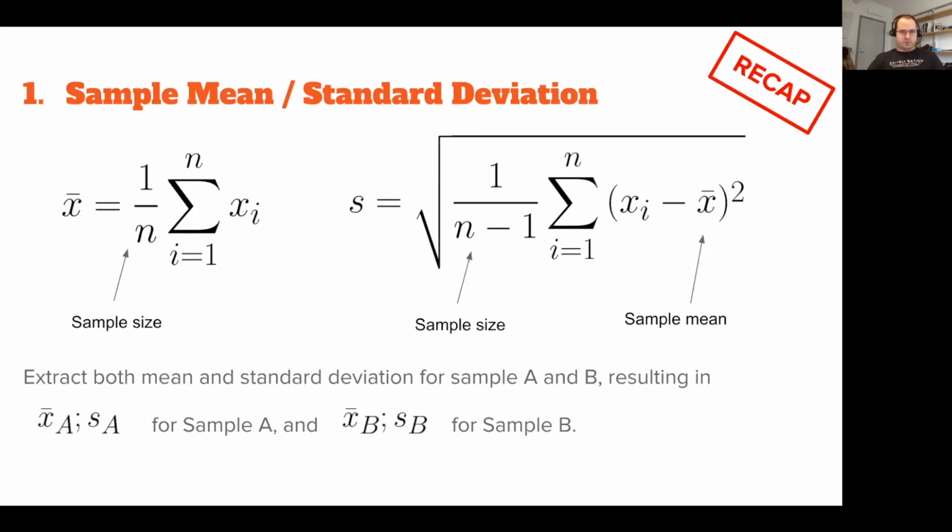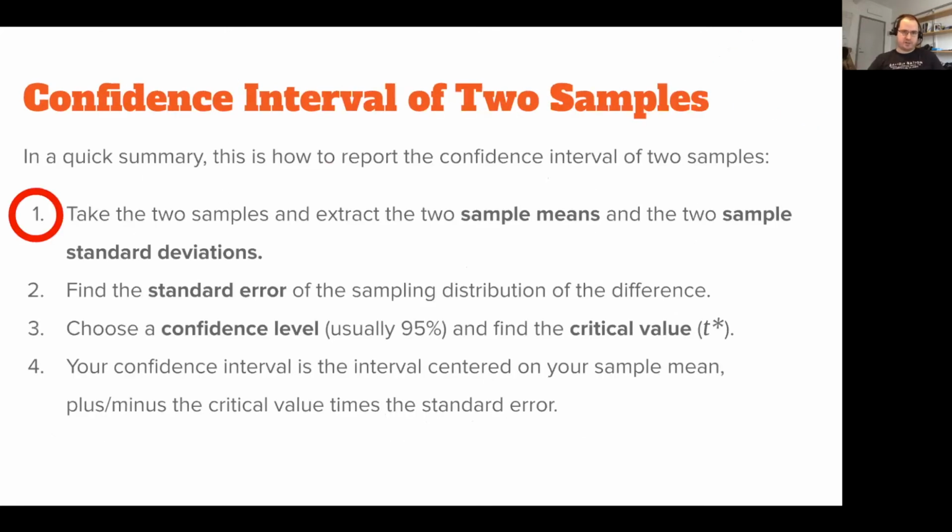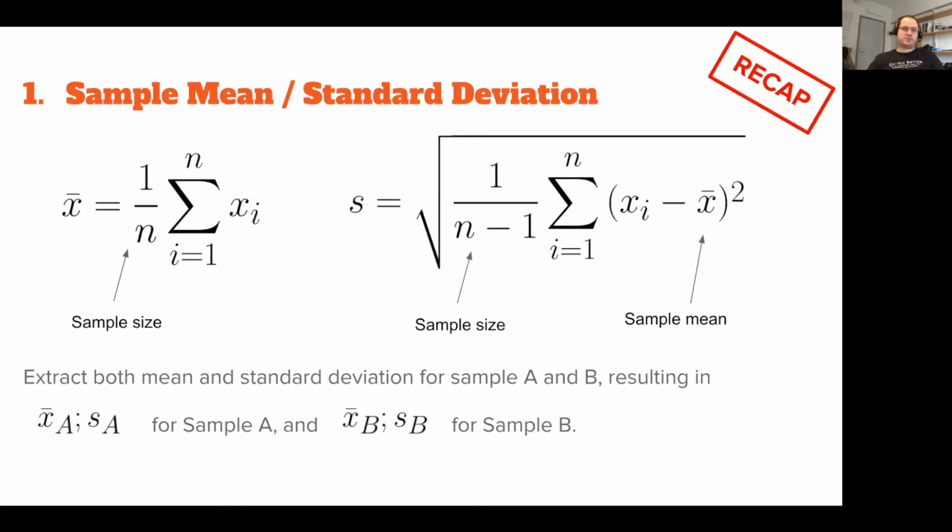And again, this is just recap so far. Well, actually, this was not a recap. This is actually new content. We're talking about the confidence interval of two samples, but how to extract the sample mean and how to extract the sample standard deviation, that's a recap, right? Because we've seen that 200 million times already.